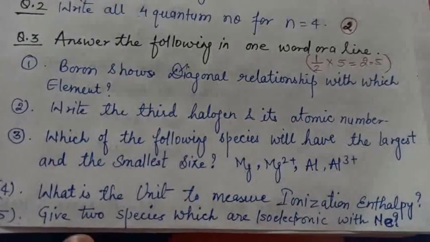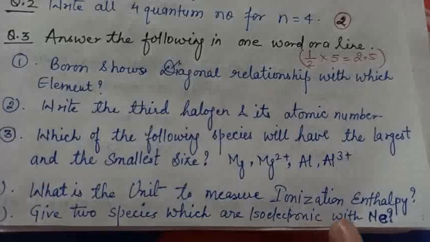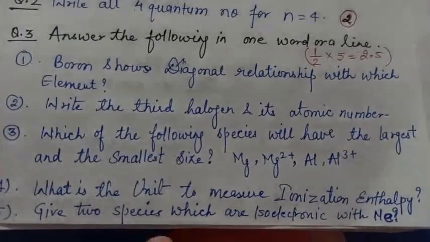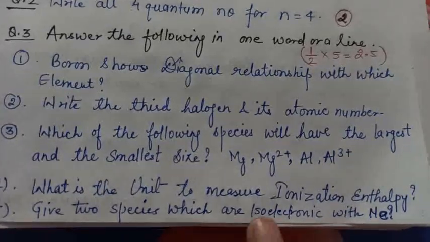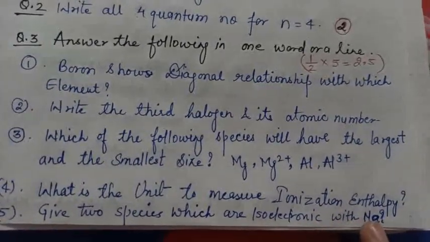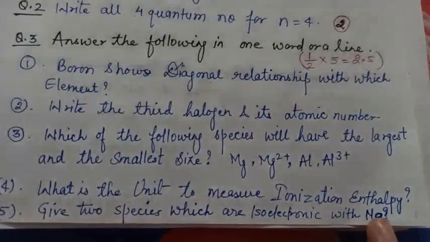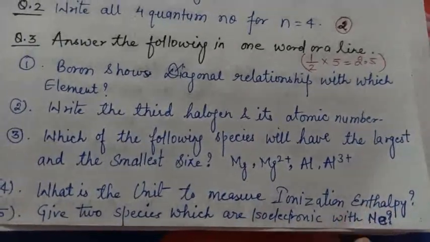Fifth question is, give 2 species which are isoelectronic with neon. This is capital and small e. So you'll have to write 2 species which are isoelectronic with neon. I don't want the definition of isoelectronic species. I want the species in the symbolic form.